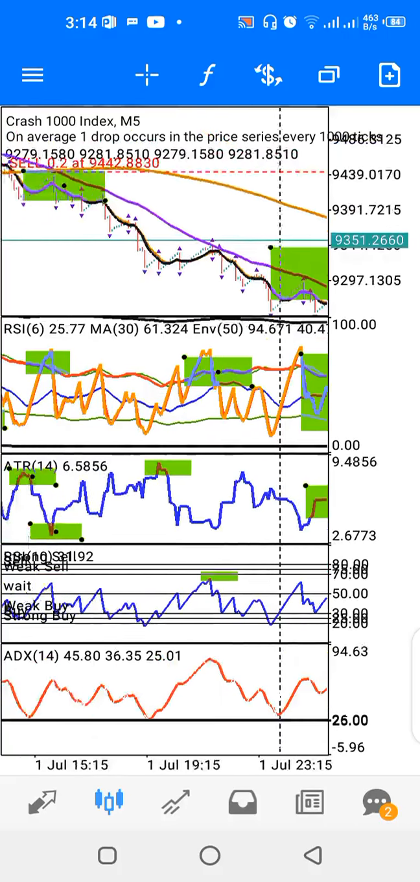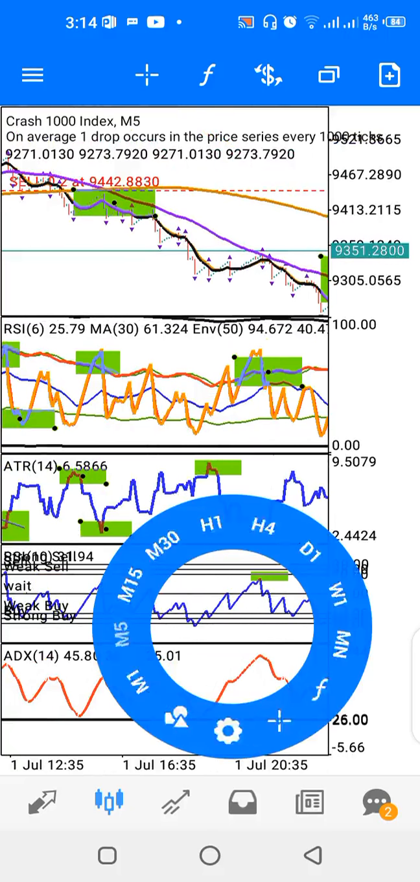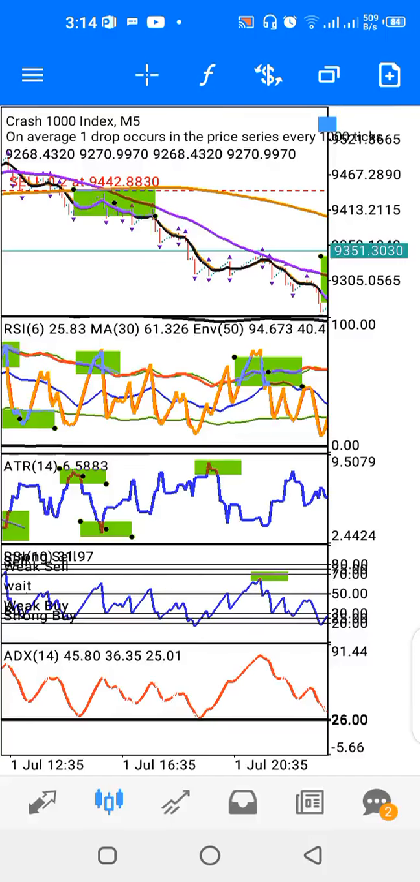Then the reverse is the case for boom index. When the RSI line gets to the lower levels, these 20, 25, 30 RSI levels, and starts to go up, then you look for buy signal for boom index. Now for indicator window 4, that's the ADX indicator.